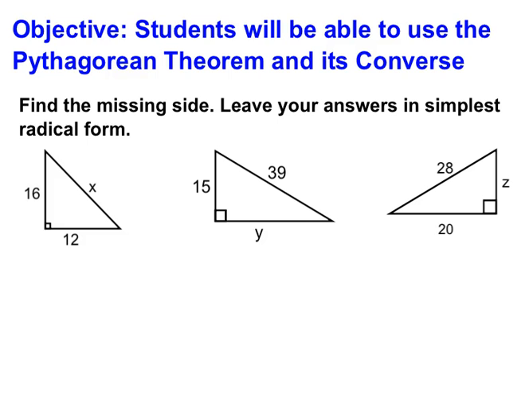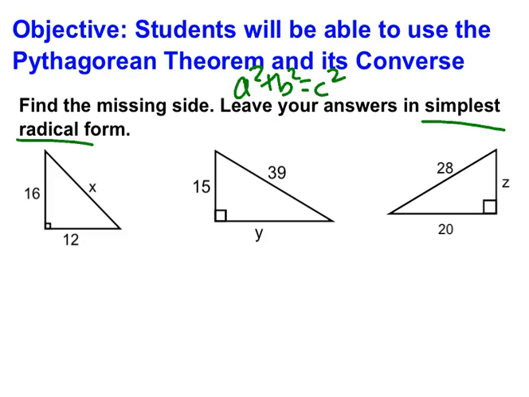All right, our objective is that students will be able to use the Pythagorean theorem and its converse. I hope you remember the Pythagorean theorem. A squared plus b squared is c squared. We have a right triangle. A squared plus b squared is c squared, where A, B, and C are the three sides, A and B make the right angle, and C is the hypotenuse. So in this first one, just find the missing side, leave your answer in simplest radical form.